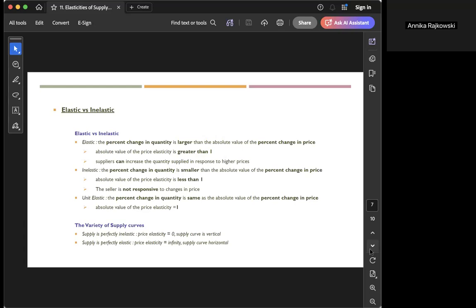So we can think of some examples. Maybe a software company can often increase their production very easily because creating additional copies costs almost nothing. So if you don't need any additional cost to produce more, that means you're having elastic supply.